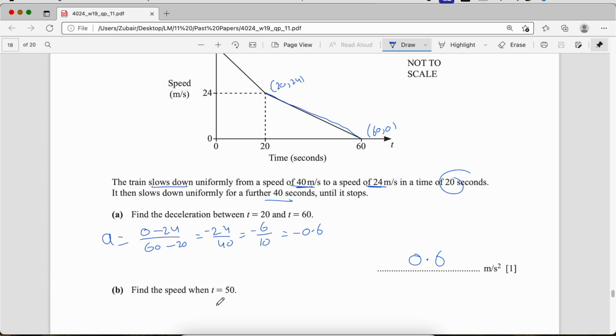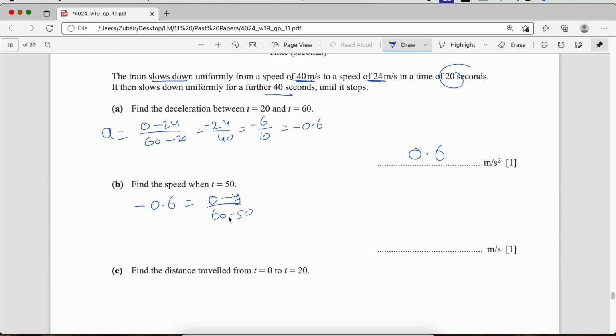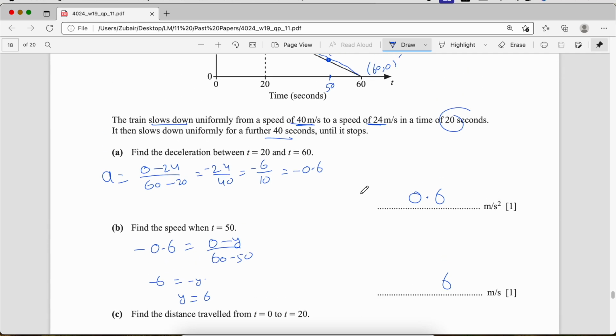B part says find the speed when t is equals to 50. So let's suppose 50 is right there. This point would be 50, so x is 50 known and speed y is unknown. I already know the gradient of this line, which is negative 0.6, already done in the previous part. Now I'm using these 2 points, y2 minus y1 over x2 minus x1. Now I'll solve for y. So that is 10. So negative 6 is equals to negative y, so y is equals to 6. It is 6 meters per second.